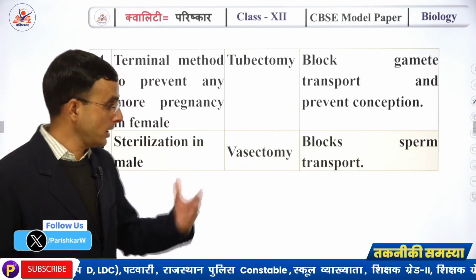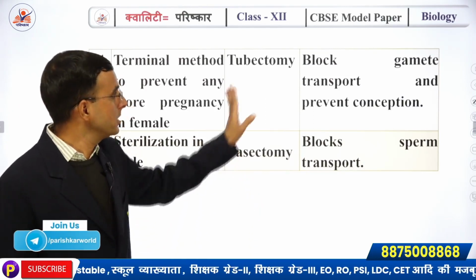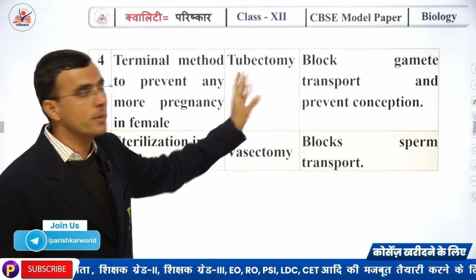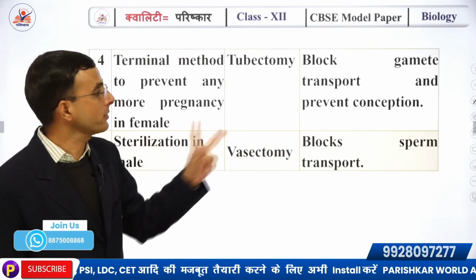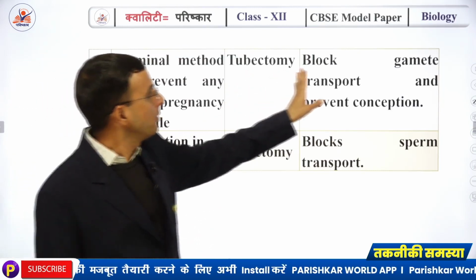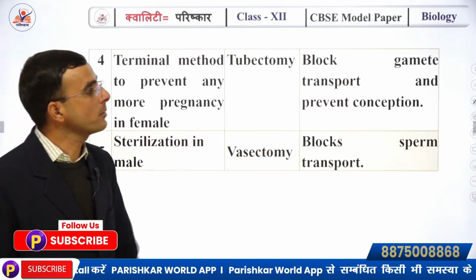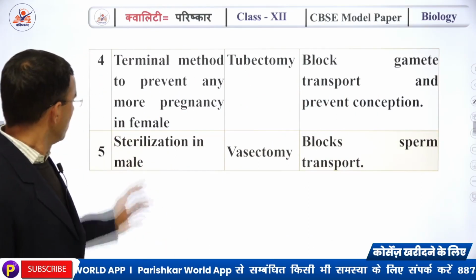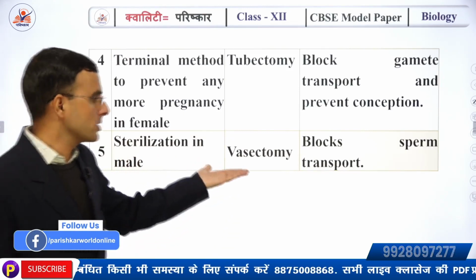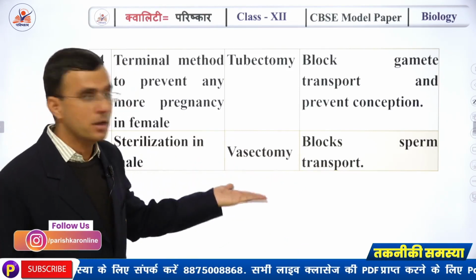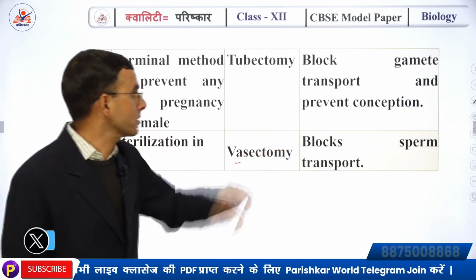That is our permanent solution. We are utilizing this technology, tubectomy. We have to cut the tubes, the fallopian tubes of the woman. Because of this, the gametes' entry and transport is blocked and conception is prevented. The fifth one is sterilization in males, and here we cut the vas deferens tubes. That is vasectomy.